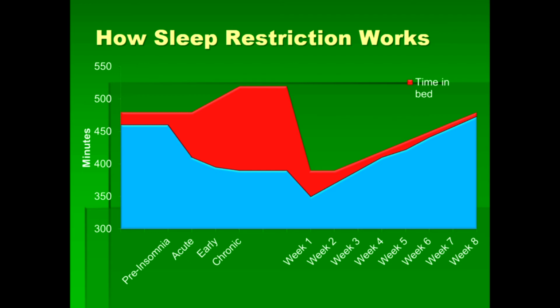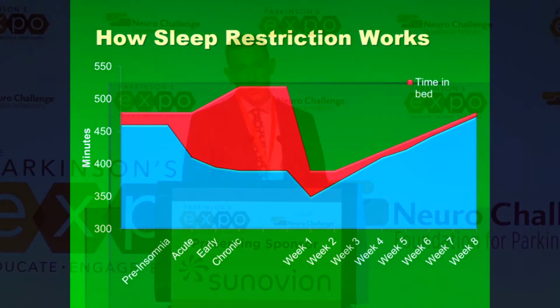So what we do is we try to restrict that amount and make someone very sleepy and widen that window over time. However, as you can see here, it can take several weeks to work, so someone has to be patient. When someone wants it fixed right away, this is not the best therapy for them. However, long term, this is a much safer and more effective therapy than using sleeping pills.